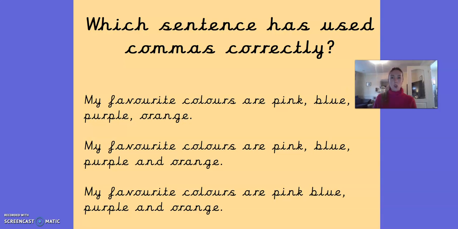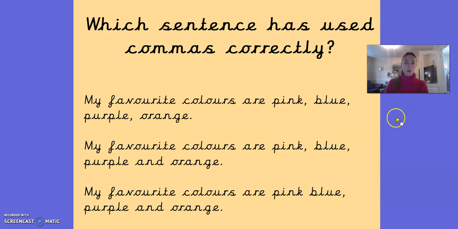Next question. Which sentence has used commas correctly? So this time we need to read the sentences rather than hold up an object or shout out a colour. Which sentence has used the commas correctly? My favourite colours are pink, blue, purple, orange. My favourite colours are pink, blue, purple and orange. My favourite colours are pink, blue, purple and orange. Is it 1, 2 or 3?